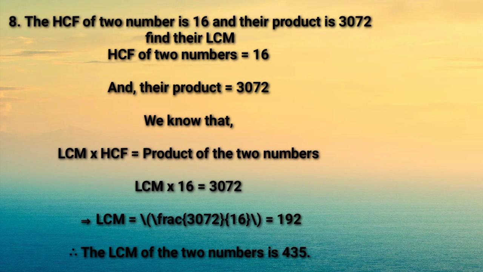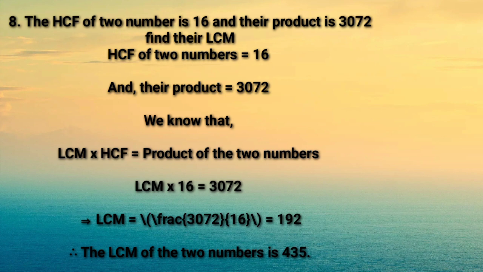Sorry, find out LCM. So the LCM of the two numbers will be 435. Here students, you can see that you will have to just make a correction of these data. So 3072 divided by 16, you can correct it, it will be 435, not 192. Okay students, this is a printing mistake. Okay, let us see once again.